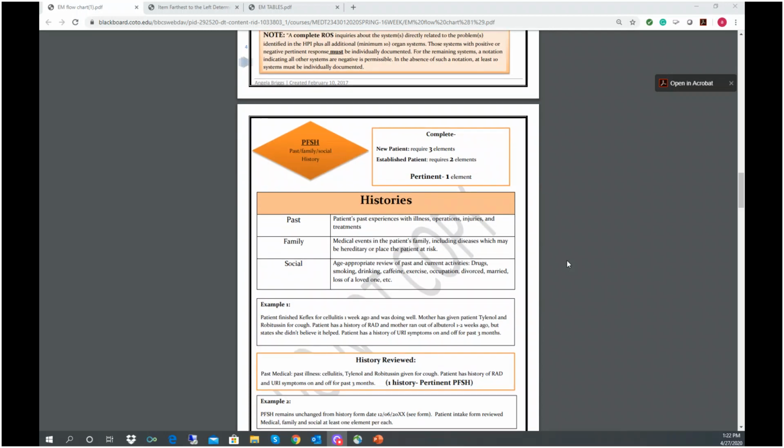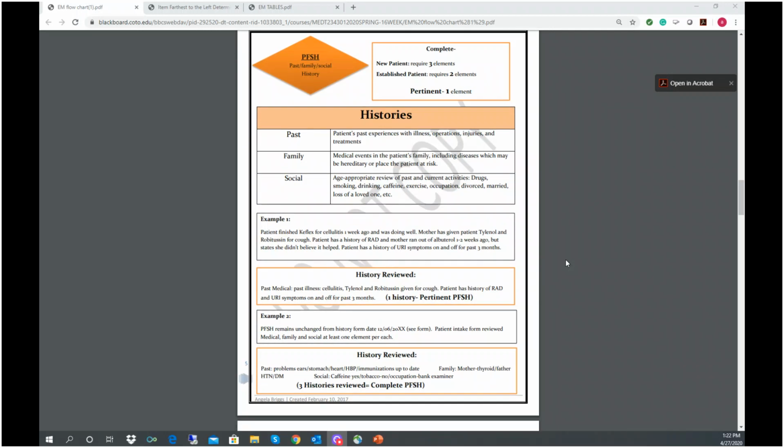PFSH, our past, family, social history. On this, new requires 3 elements, established requires 2, and pertinent is 1. Again, depending on the location, this will change the new and established. For example, the emergency department only requires 2 of the 3 to be complete, whereas urgent care and office visits require 3. So that would be a difference. You just make sure you review the stipulations for each location.